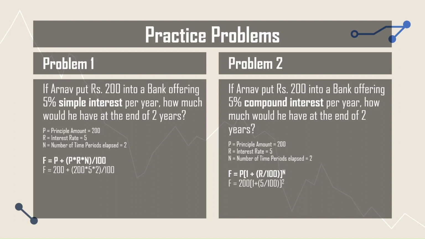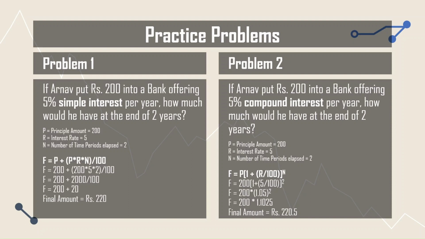Let's first feed this into the simple interest formula. 200 plus 200 times 5 times 2, and all of that divided by 100. That equals 200 plus 2000 divided by 100, which is 200 plus 20. Therefore, the final amount is 220. On the other hand, if we feed this into the compound interest formula, we get 200 times 1 plus 5 upon 100 squared, which is 200 times 1.05 to the power 2, which is 200 times 1.1025. Our final amount is 220.5 rupees.